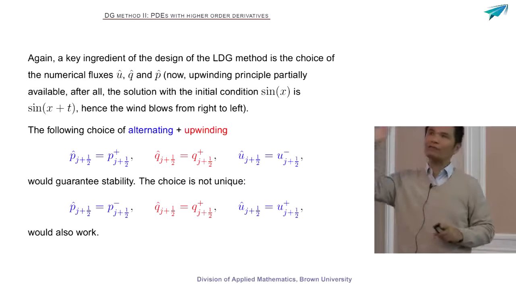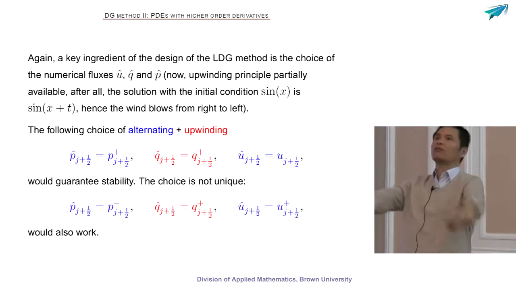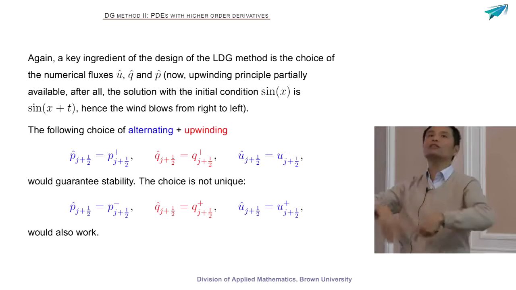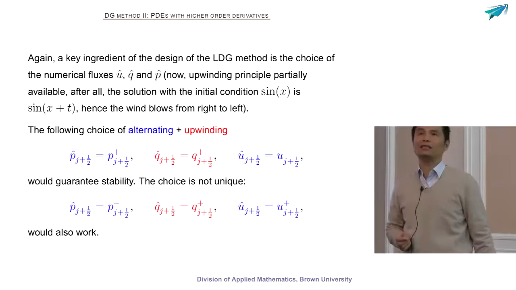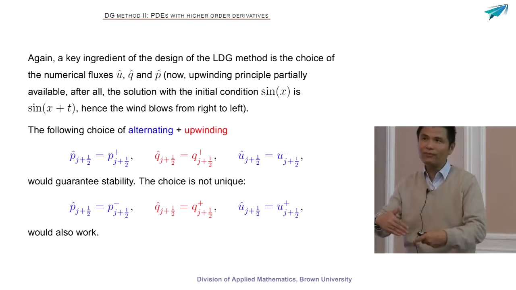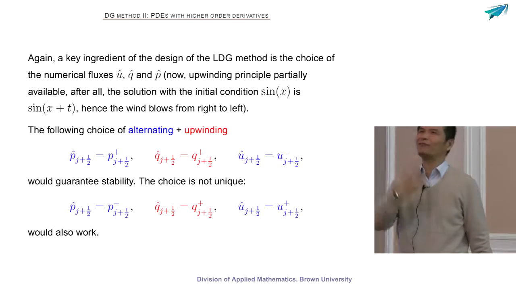If I have waves which propagate in certain directions, I use upwinding. If I have just diffusion, the wave doesn't move but just gets diffused, I use alternating. So how about this third order PDE? Is the third order PDE a diffusive PDE or a wave PDE? Actually, the third order PDE is a wave PDE.